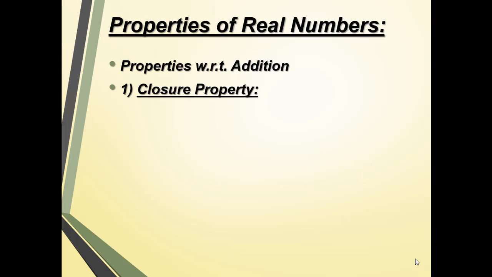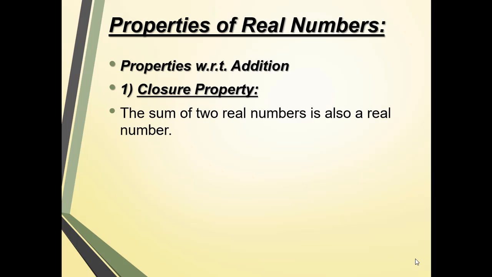First property is closure property. The sum of two real numbers is also a real number. For example, if we take two real numbers 2 and 3 and add them, we will get the answer 5, and as we know, 5 is also a real number. So that is known as the closure property of addition: whenever you add any two numbers, it will always give you an answer of that family.